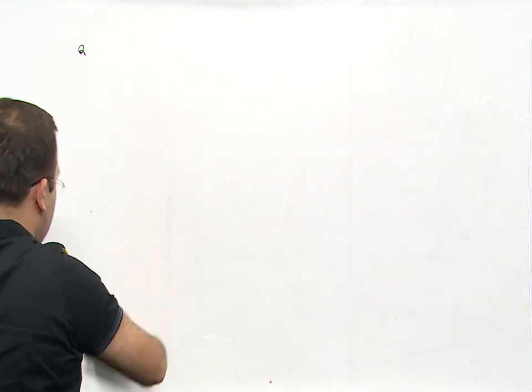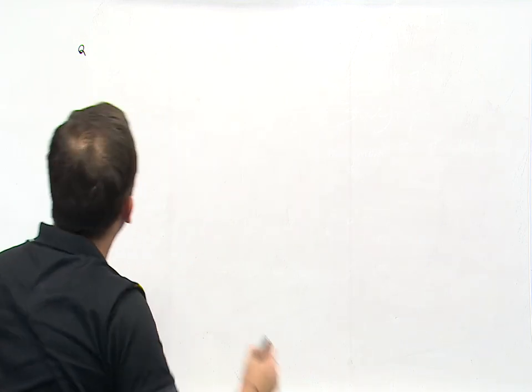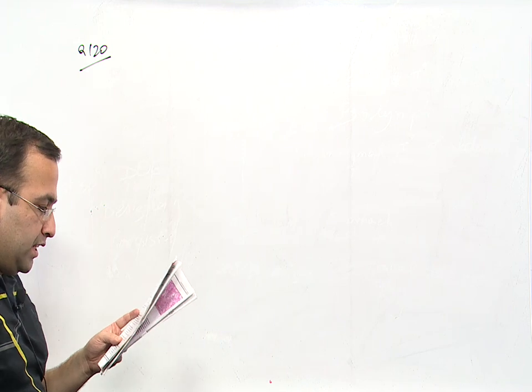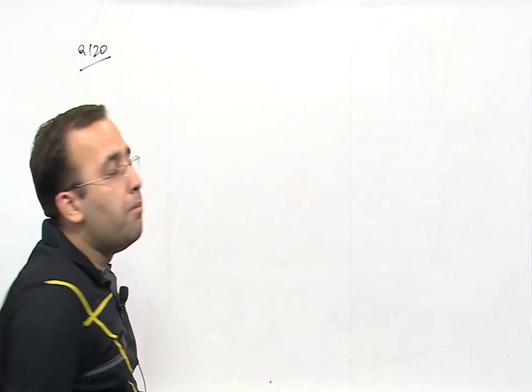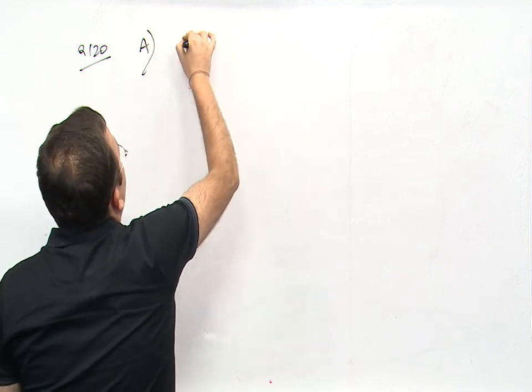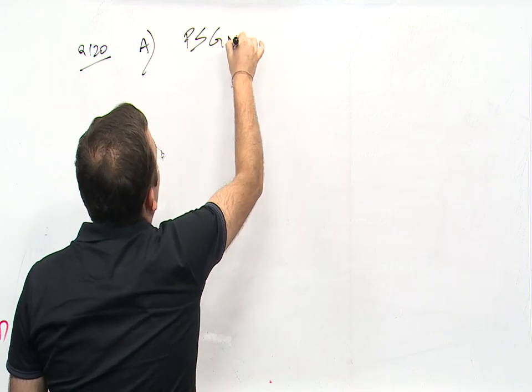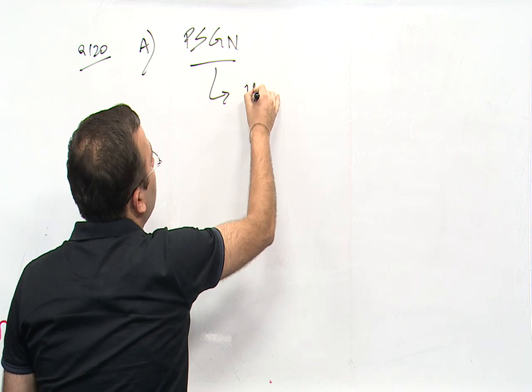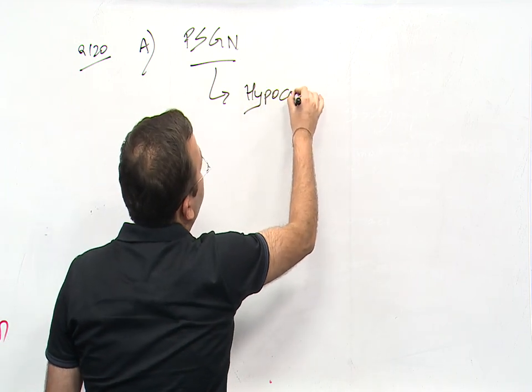Next is question 120. Serum C3 is low in PSGN, post-streptococcal glomerulonephritis. It is associated with hypocomplementemia.